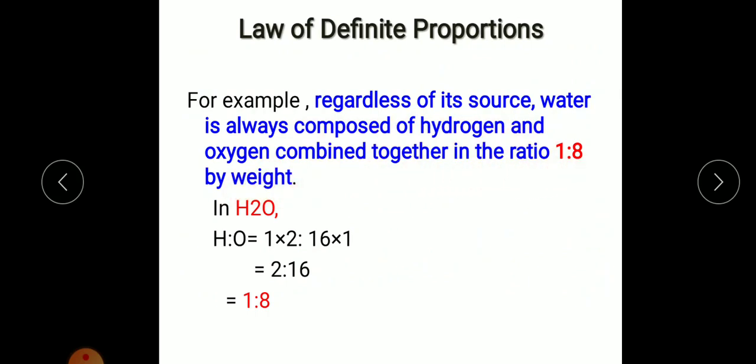Now let us see why it is 1:8. Water, we have got H2O, so hydrogen and oxygen. We write 1, which is the atomic mass of hydrogen, and we have got 2, so we multiply by 2. Then 2 into 16, 16 is the atomic mass of oxygen, into 1, because we have got 1. So the ratio comes as 2:16. When you cancel it, it becomes 1:8. That means in any compound of water, whether you take it from anywhere, it always has hydrogen and oxygen combined in the ratio of 1:8 by weight. This is the law of definite proportions.